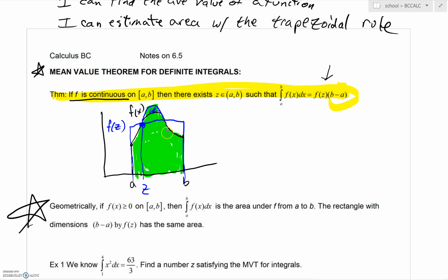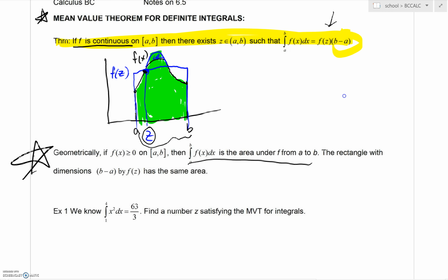Geometrically, let's just say that f is continuous from a to b, and we're going to look at the net area in green here. Here it would all be a positive area. What you're saying is there is some x value, which we could call z, such that when we plug that into our function, we get a y value, and we could create a rectangle that is f of z units tall, b minus a units wide. So that base times height, that area of the rectangle, would actually be equivalent to the net area from a to b. That is really what the mean value theorem for definite integrals is all about.